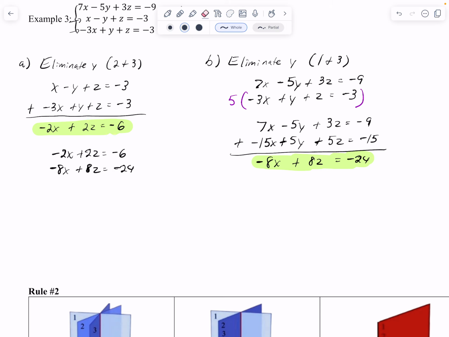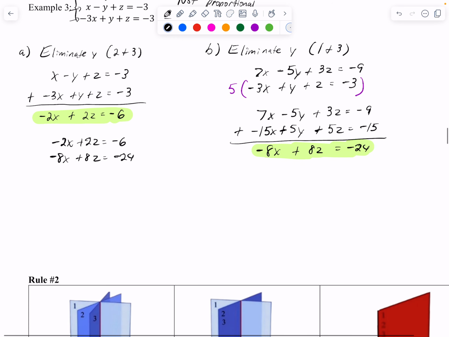Now what you might have noticed at this point, or maybe not, is that if I were to look at those three coefficients in front of the x's, in front of the z's, in front of the constants, you would see the proportions that I'm talking about. So if we have -2 over -8, I see 2 over 8, and I see -6 over -24, you can actually write equal signs in between all of these, because all those reduce to 1 over 4. So they're all proportional.